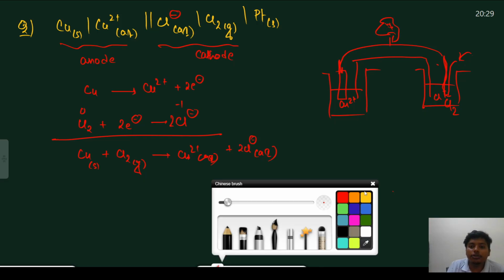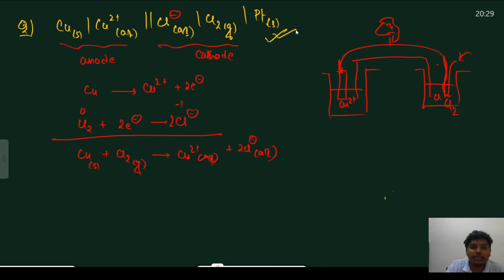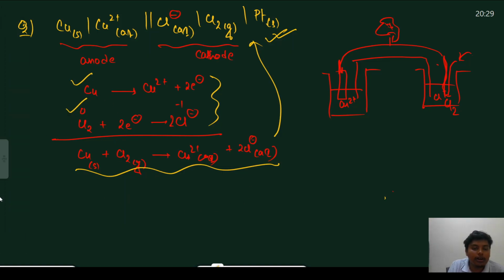Clear? Understood? By seeing a cell representation, how to write the reaction, or from a whole reaction, how to write the cell representation. Whenever a whole reaction is given, first find the oxidation, then the reduction, then write this. Both are important. Okay, next day we will learn measurement of electrode potential, how to measure electrode potential. Any doubt?